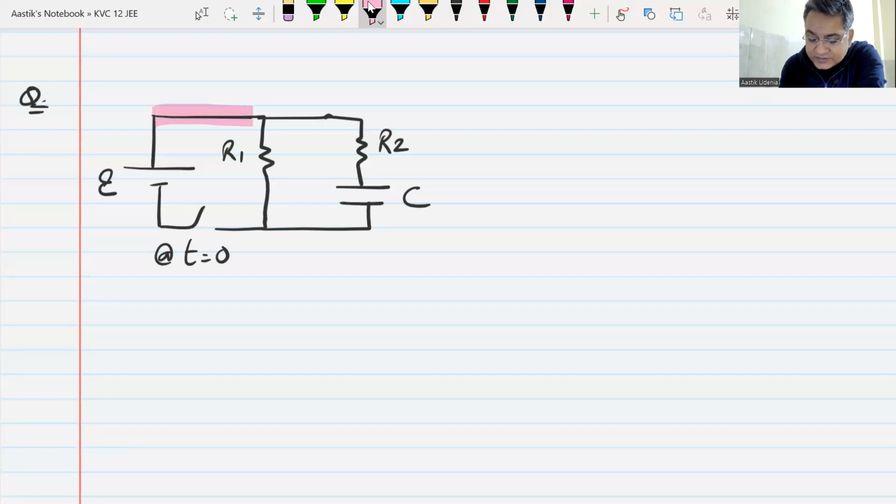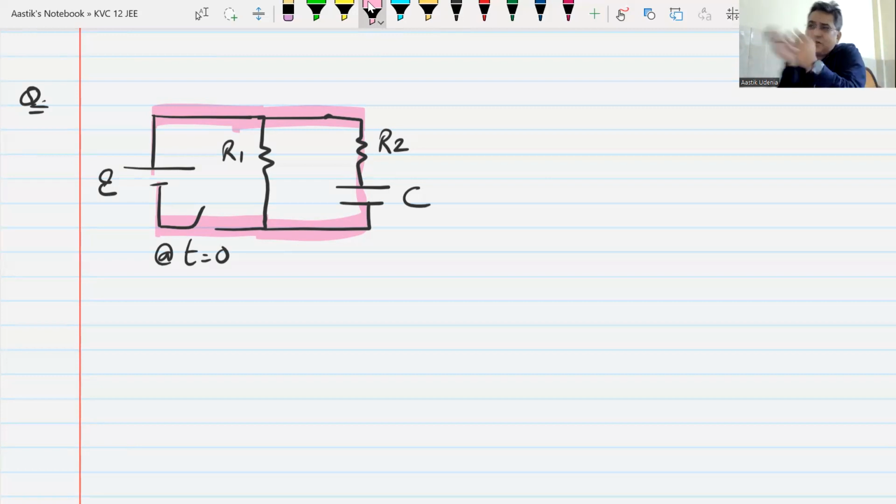Remember, there is no resistance here, or here, or here. So basically this battery is actually connected across this capacitor and resistor straight away. Do we understand this? There is no resistance in between. The battery is directly connected to the resistor and the capacitor.